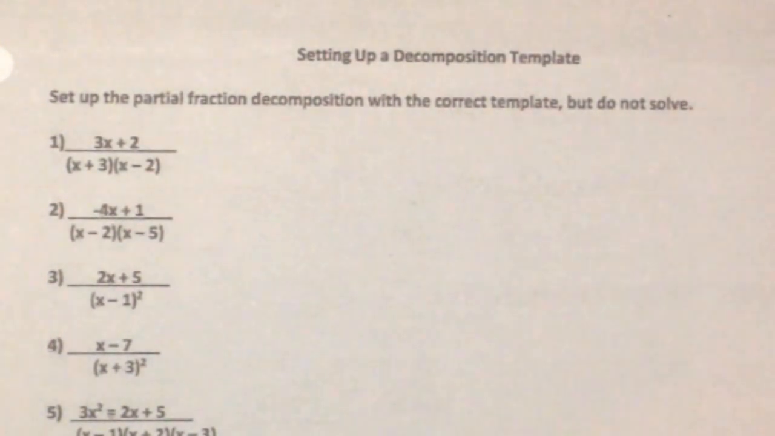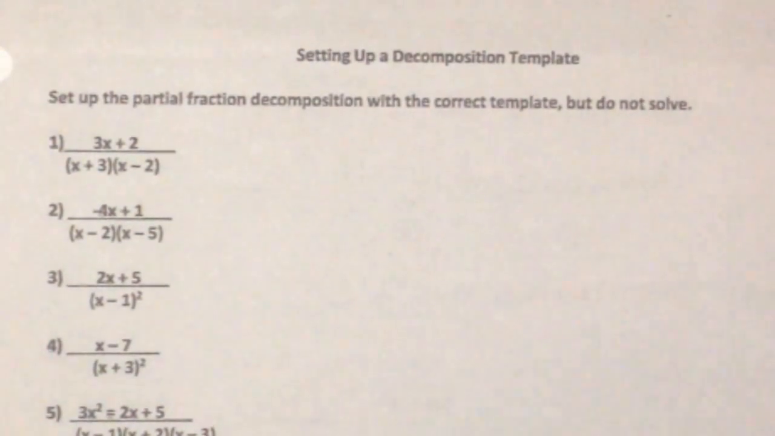When you're given a rational expression, you want to rewrite it into simpler fractions. That's what partial fraction decomposition is. If you were given a rational expression where the denominator was not already factored, you would have to do the work of factoring the denominator. In all of the examples in this particular video, the denominators are already factored, so we don't have to worry about that. We're going to use that to our advantage.